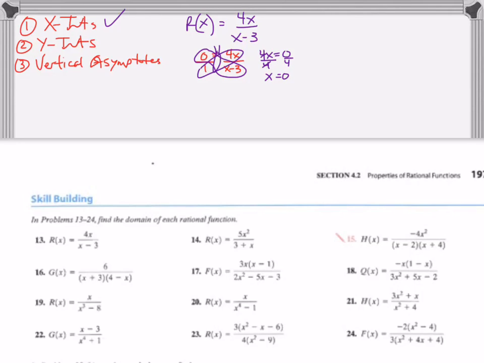Let's go ahead and find the y-intercepts now. And just like for the x-intercepts, where you plug in 0 for y, for y-intercepts, let's plug in 0 for x. Okay. So r of x equals 4 times 0 over 0 minus 3. Which, if we take a look here, 4 times 0 equals 0, 0 minus 3 is negative 3, 0 over negative 3 is still going to give me 0. So my y-intercept is also going to be 0, okay?